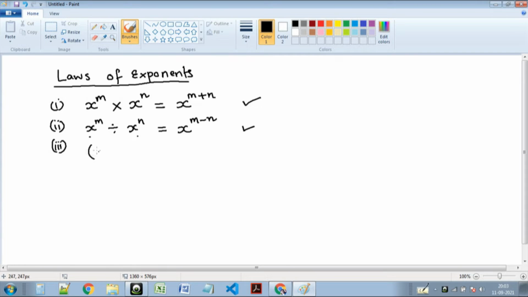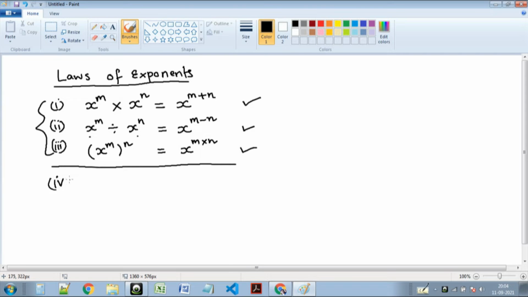we have seen if the power of x is m and the whole power is again n, that means two powers are there with the x. One is with the x and after that the whole power is n. Then the resultant was x to the power m into n. And this also we have seen through an example. So already we have done these three laws. Now the next thing that we have to read in this video is the fourth law of exponent.